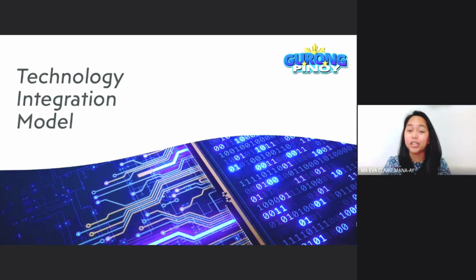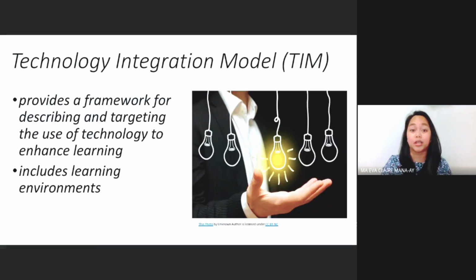Today we are going to talk about one of the major challenges that you've had in the previous licensure examination for teachers. This is the technology integration model. Now let's take a look at what this model talks about.